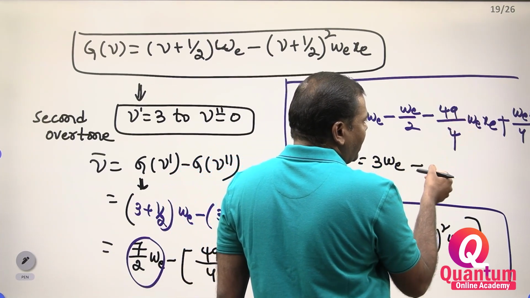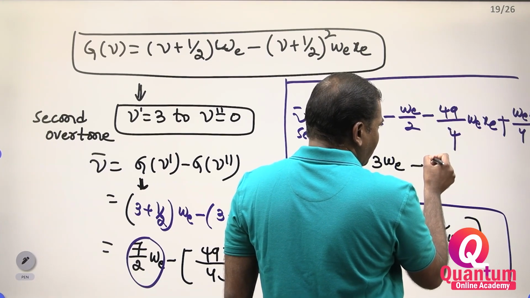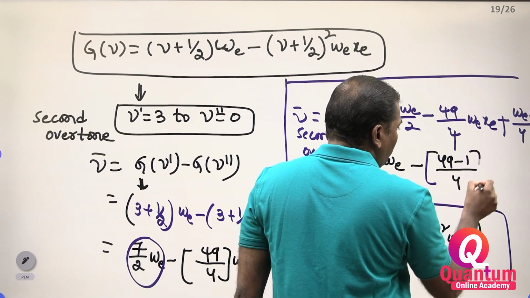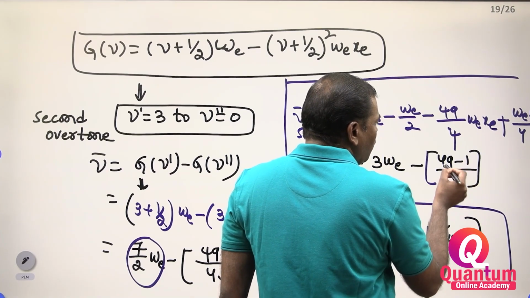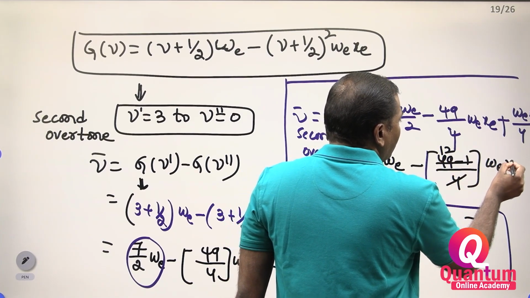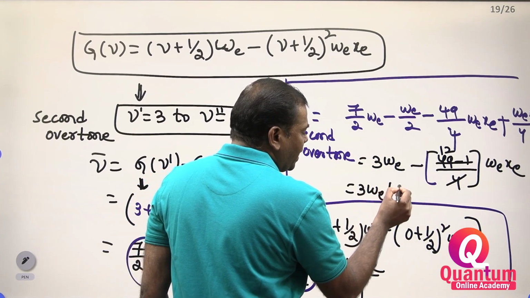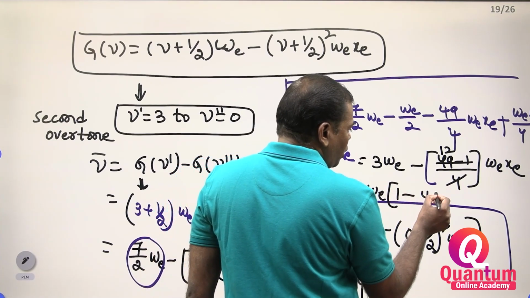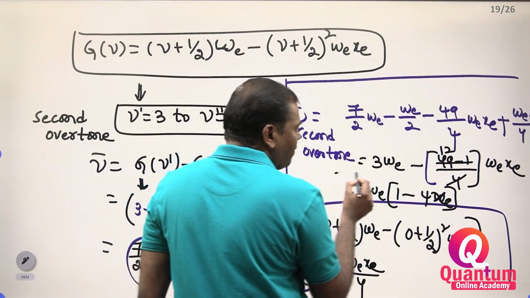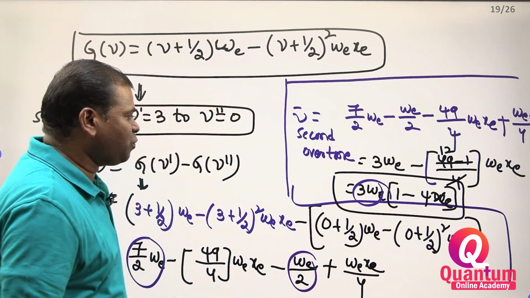Minus, you take common 49 minus 1 by 4. You are getting 48 by 4, which is 12 omega e xe. Therefore, if you take the common 3 omega e, you get 1 minus 4 xe. This is the frequency of the second overtone: 3 omega e into 1 minus 4 xe.